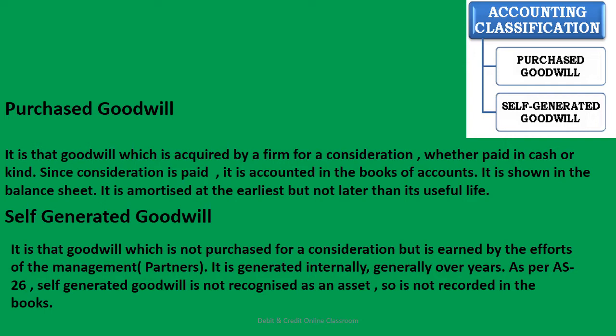As per the Accounting Standard 26, self-generated goodwill is not recognized as an asset. So, it is not shown in the books of accounts. Purchased goodwill is shown in the books of accounts because we have given a consideration for that, either in cash or in kind. But self-generated goodwill is generated internally over years. So, it is not recognized as an asset according to Accounting Standard 26, and it is not recorded in the books.